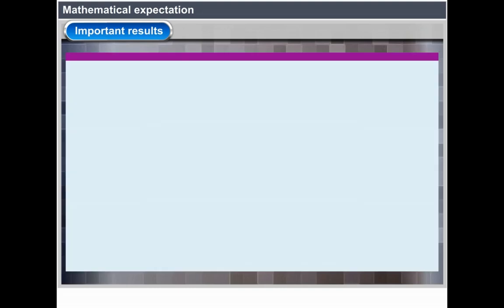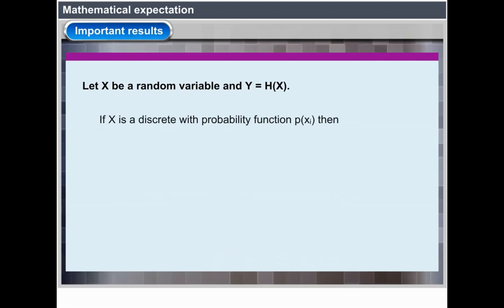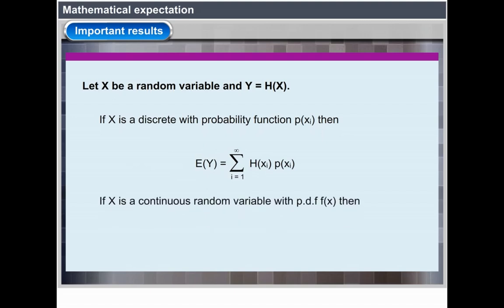Important results. Let X be a random variable and Y equal to h of X. If X is discrete with probability function p of xi, then E of Y equal to summation i equal to 1 to infinity h of xi into p of xi. If X is a continuous random variable with PDF f of x, then E of Y equal to integral minus infinity to plus infinity h of x into f of x into dx.